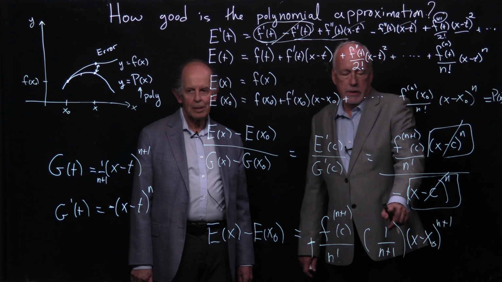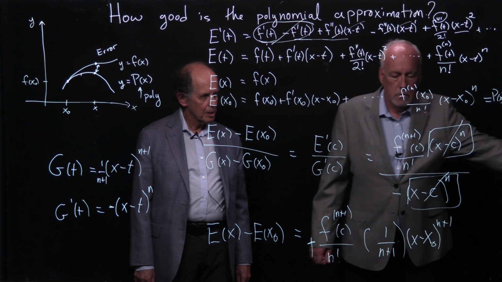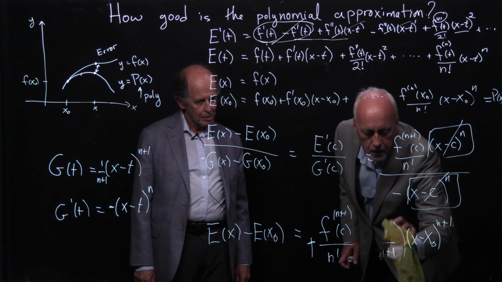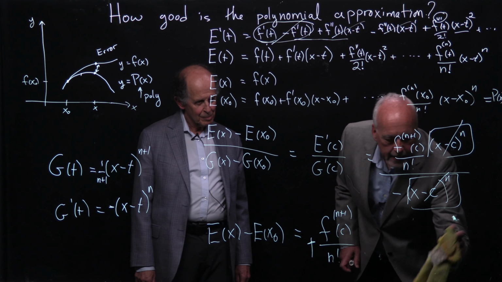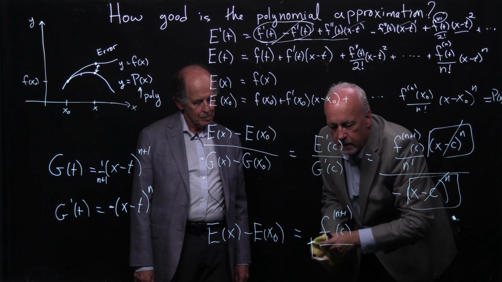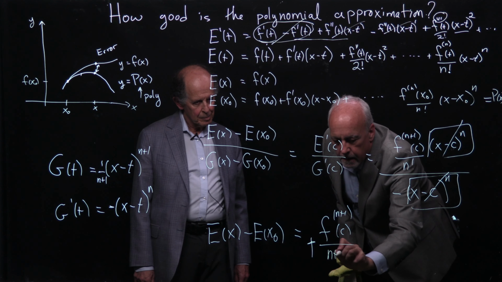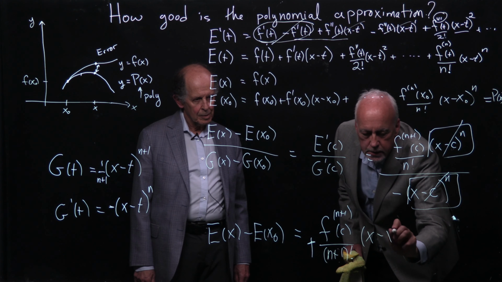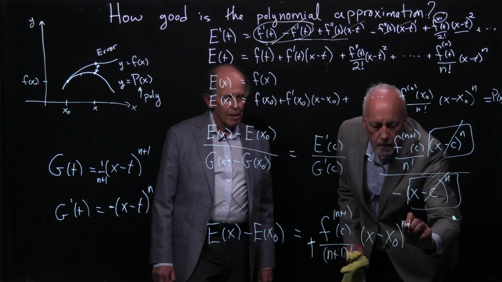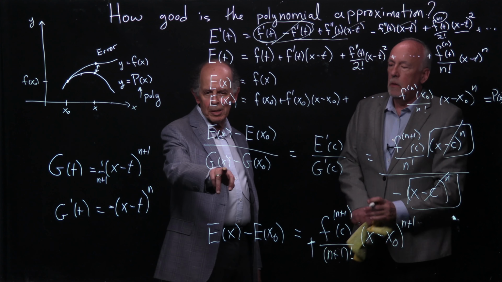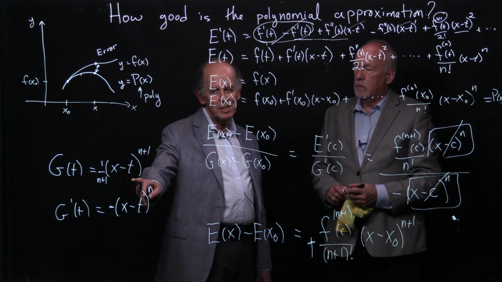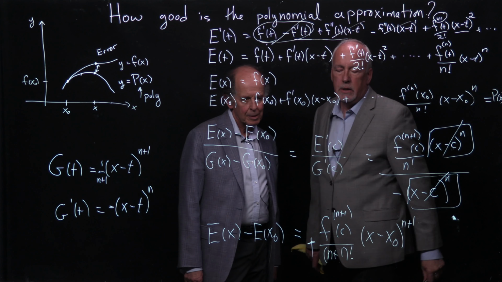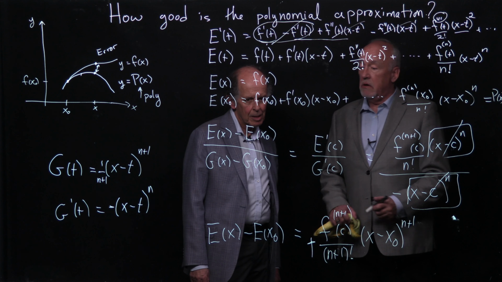And this I can rewrite: n factorial times n plus 1 is n plus 1 factorial. We like to write it in a nice, neat form: n plus 1 factorial, x minus x0 to the n plus 1. We didn't explicitly, but it's clear that g of x when t equals x is 0, and that's where the extra minus sign came from. And that is the error.